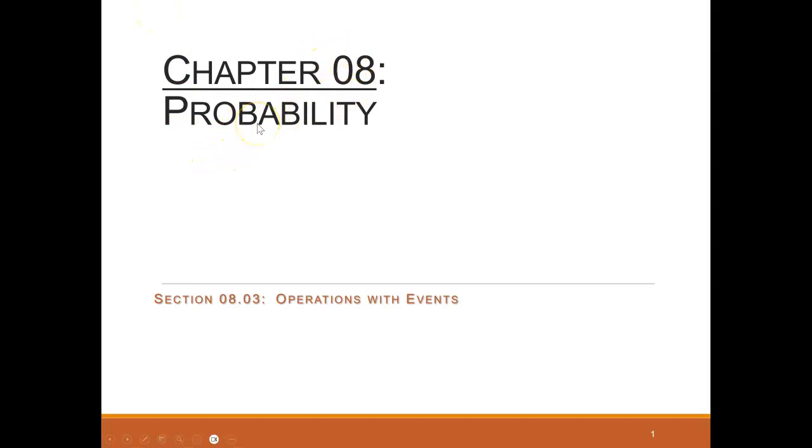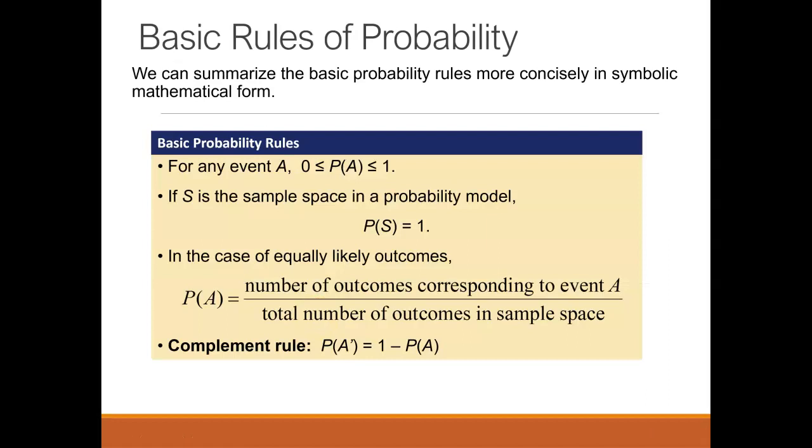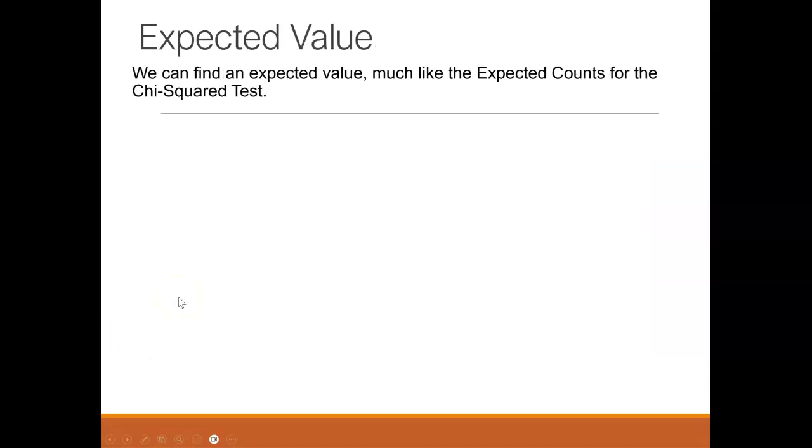So in chapter 8, continuing on with probability to section 3, the title here is operations with events. Again, we have our basic rules of probability that we looked at last time, the same four basic rules that we saw in 8.2. What we're going to talk about next is what's called expected value, or expectation.